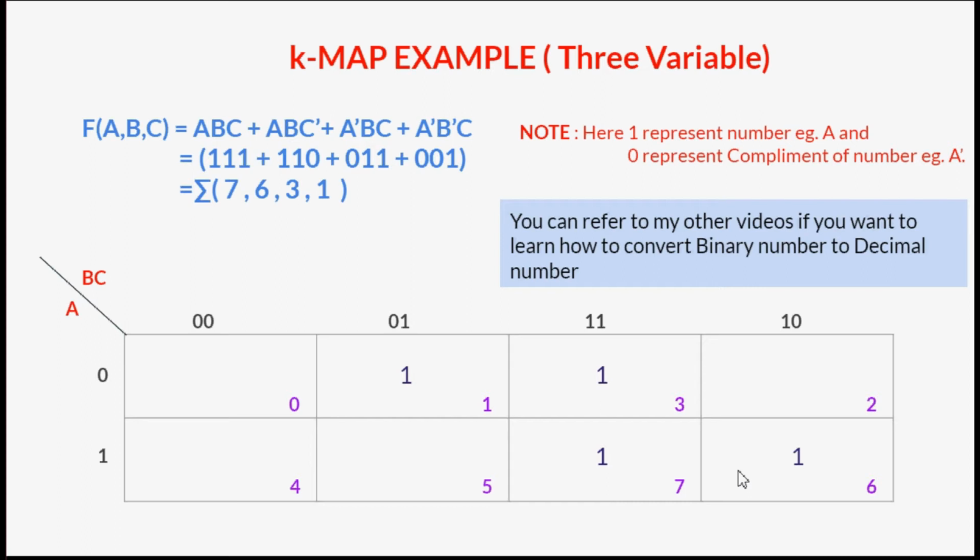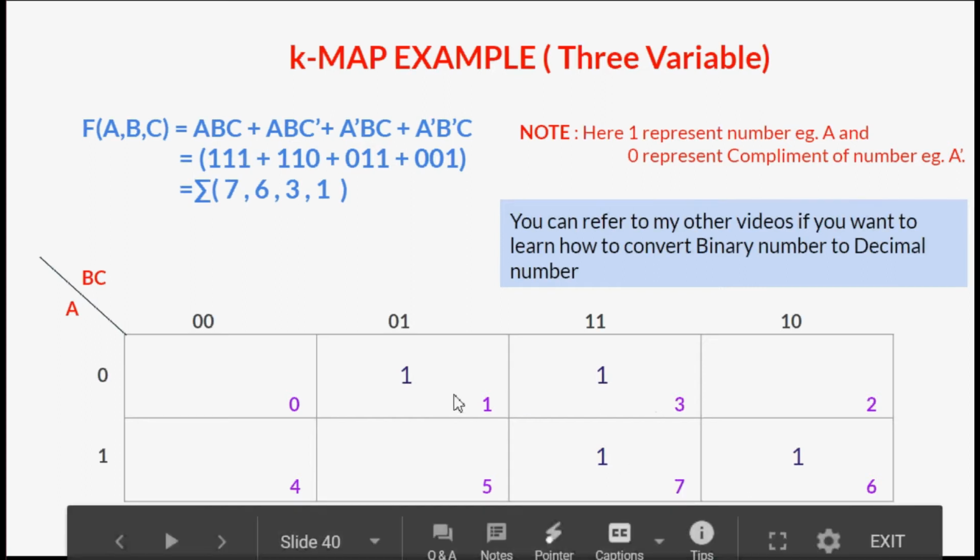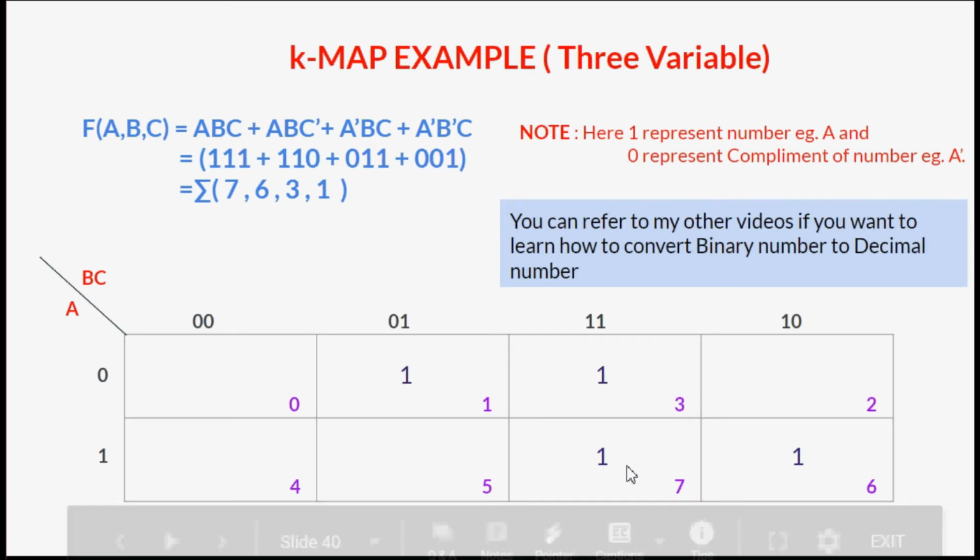consecutive. I cannot do it like this. Let's just combine 1, 3, 5, 7. No, why? Because 5 is blank. 5 doesn't have any entry, so I cannot include that in my block. Similarly, I cannot combine 3, 7, 6, 2. No, why? Because 2 is a blank entry. I cannot do that.